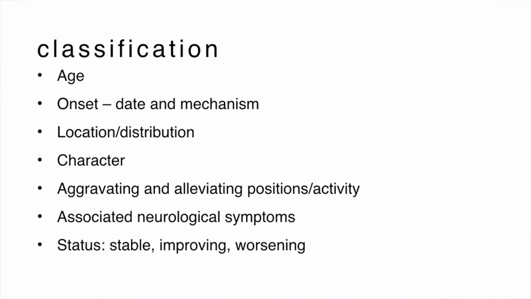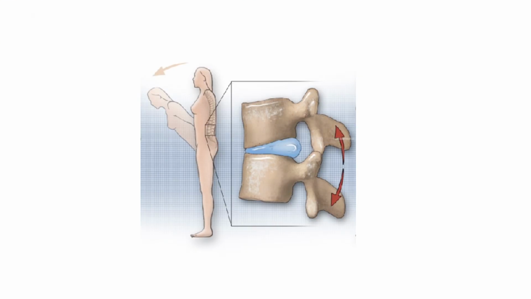Aggravating and alleviating activities are the most important elements from a classification standpoint, and we'll be going into more detail next. And of course, neurological symptoms, especially if worrisome, should always prompt you to the possibility of a red flag diagnosis. Flexion, or forward bending of the lumbar spine, includes such things as sitting, bending, driving, or squatting.